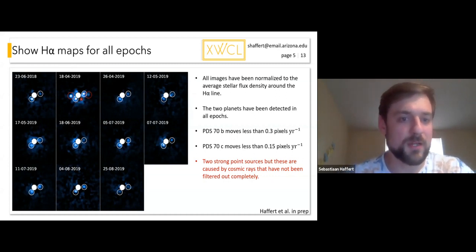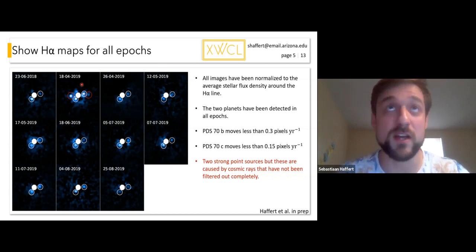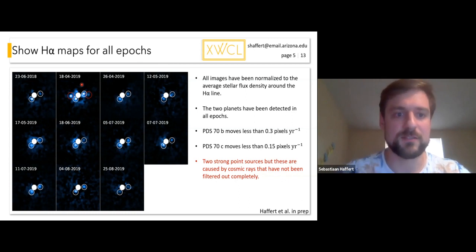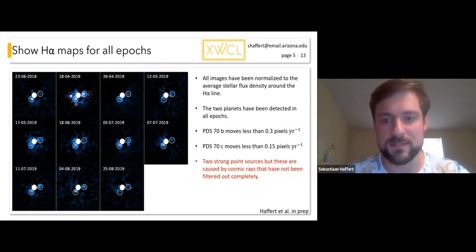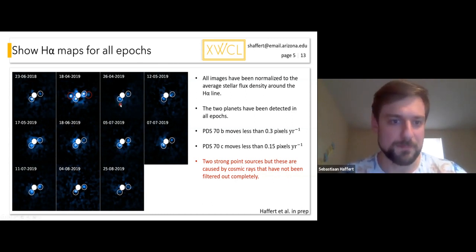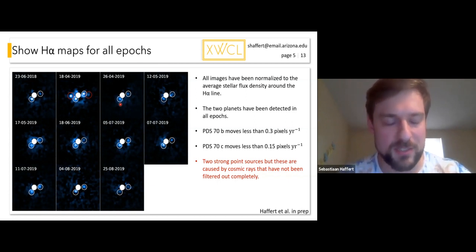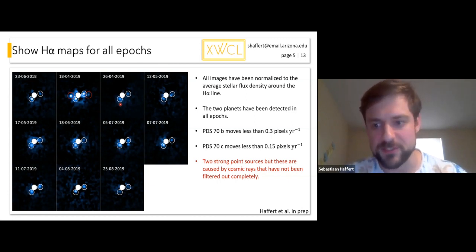But even with only 300 seconds, we were able to detect both companions. That was because we had very good atmospheric conditions. We had a seeing of 0.25 arc seconds during these observations. So with only a single exposure, we could already detect both companions. This shows really that MUSE, or at least high resolution spectroscopy for H-alpha emission, is really, really efficient.